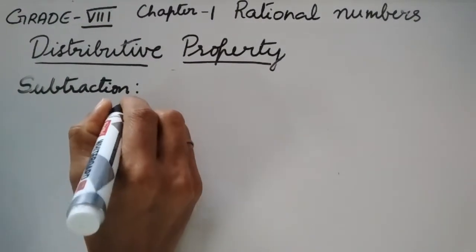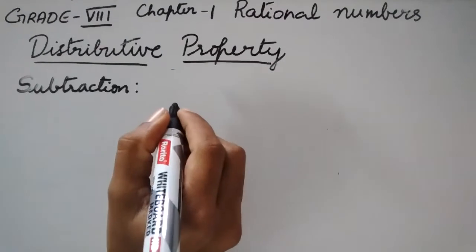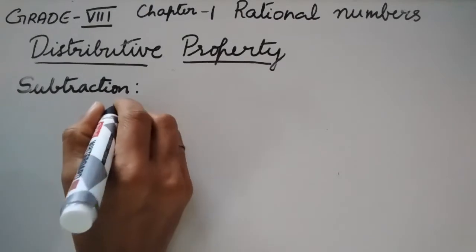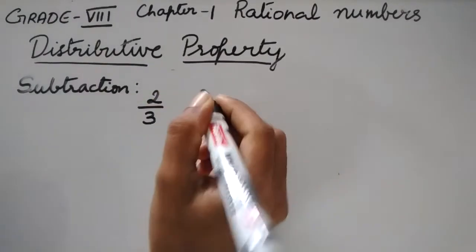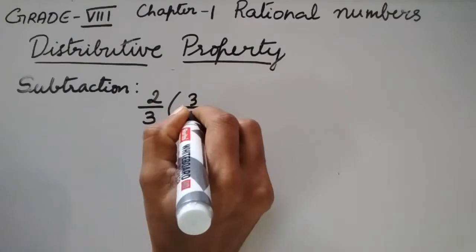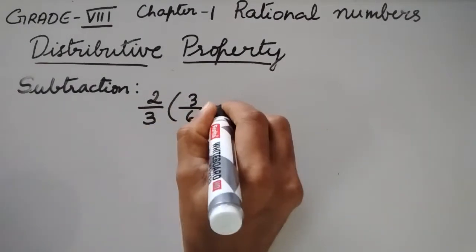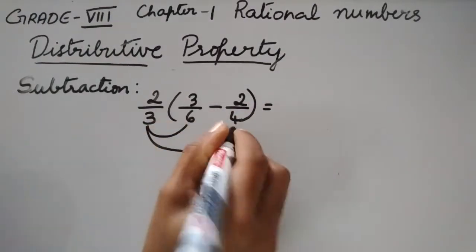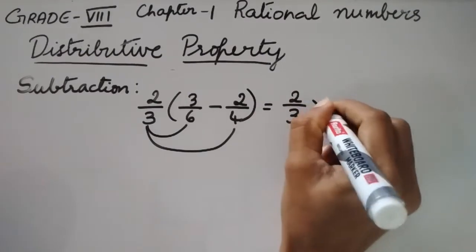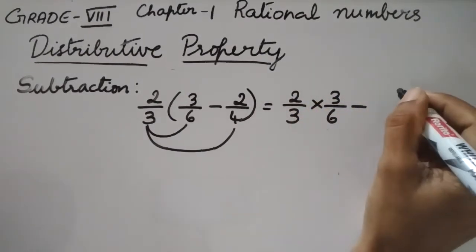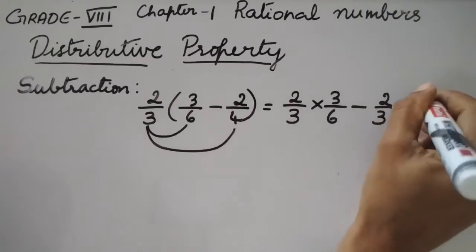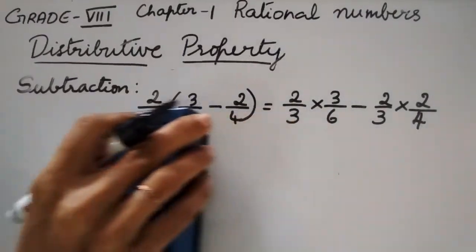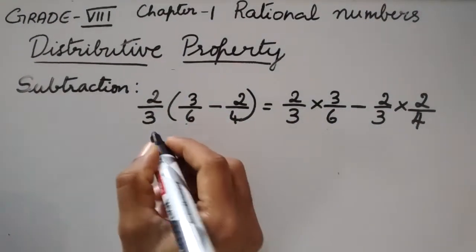So we have, this is distributive property over subtraction. So the numbers, take the same numbers, 2 by 3 bracket 3 by 6. Since it is subtraction, I put the minus sign here. Then 2 by 4, which is equal to, multiply now, 2 by 3 into 3 by 6 minus 2 by 3 into 2 by 4.